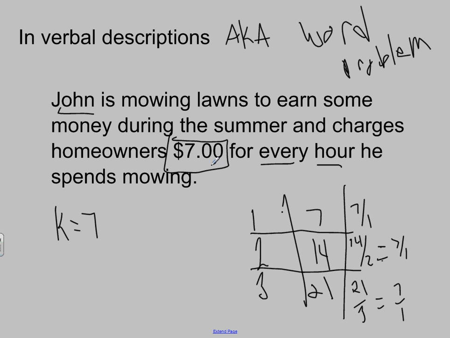Once you figure out that it's a proportional relationship, all you have to do is look at the number that is being used each hour or minute or each time John mows a lawn. You can then also take this and make an equation. Y equals, oopsie, bad Mrs. Ott. Y equals 7 times x.